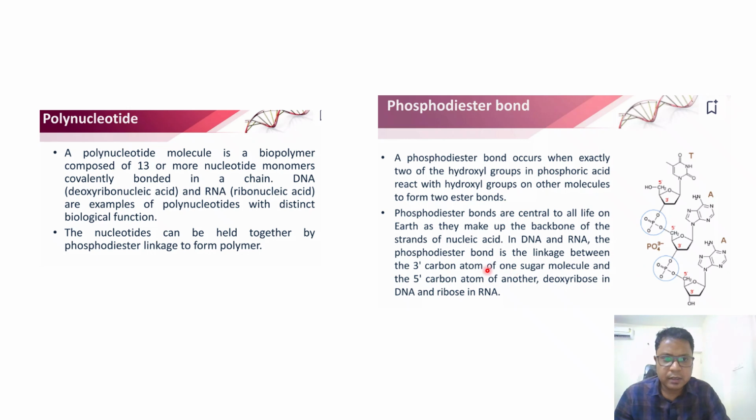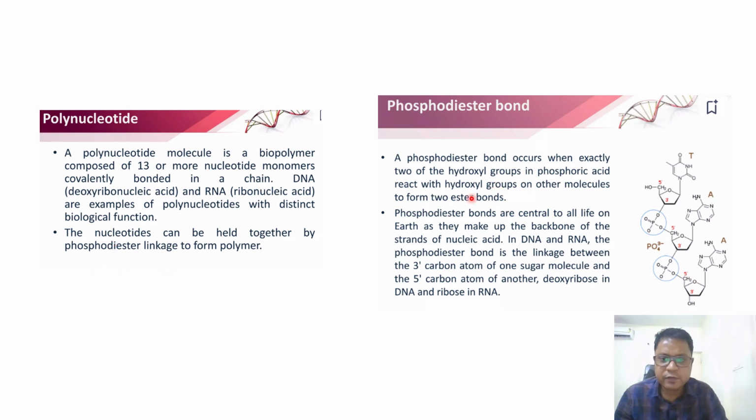So, what is a polynucleotide? A polynucleotide molecule is a biopolymer composed of 13 or more nucleotide monomers covalently bonded in a chain. DNA and RNA are examples of polynucleotides with distinct biological functions. The nucleotides are held together by phosphodiester linkages to form a polymer. This phosphodiester linkage is the most important bond for all humans and mammals.